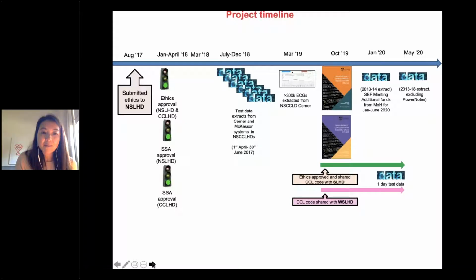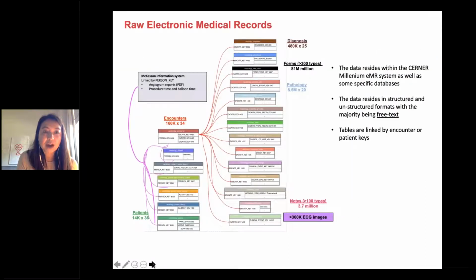This year we've scaled that approach to a 2-year historical extract, so repeating the same process, and we've recently just gotten a 5-year extract of data into LHDs. And at the same time as doing that, we've been sharing our code with 2 other LHDs in order to do a similar approach. So that's giving you an idea of the kind of time frame of these types of studies.